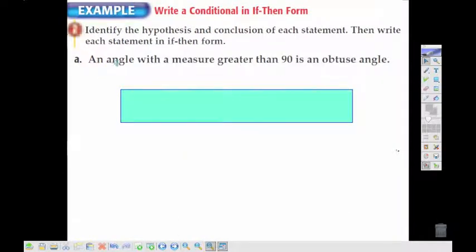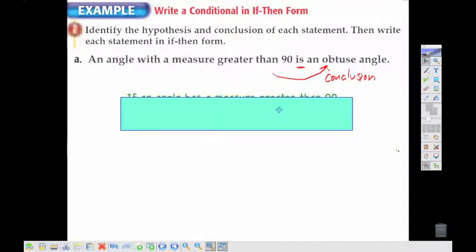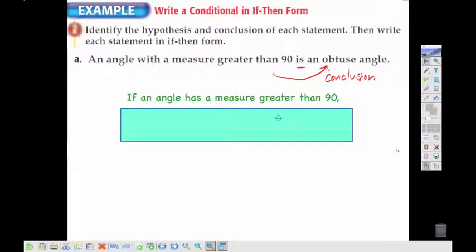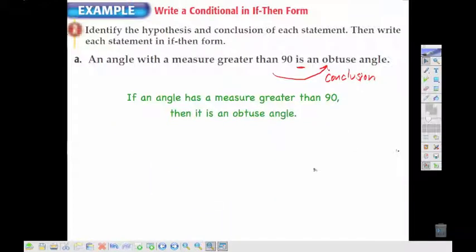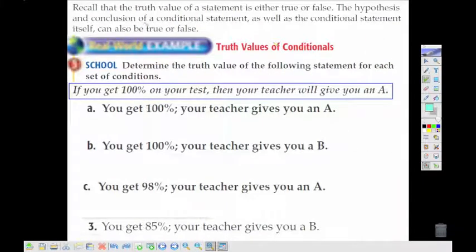If we're asked to identify the hypothesis and conclusion and a statement does not have an if or then involved, but instead uses the word is, we're going to just read it from left to right. This is our subject on this side. An angle with a measure greater than 90. The is tells us what must follow. Therefore, this side is our conclusion because it tells us what must follow from our subject, or it's describing our subject. So in this one, we could write it as if an angle measure is greater than 90, then it is an obtuse angle.